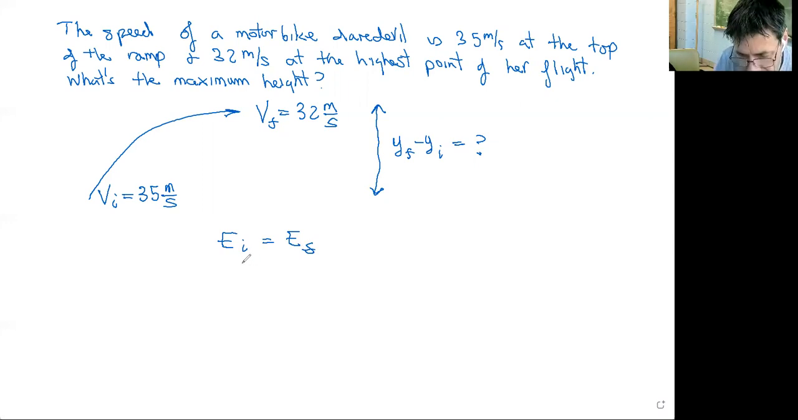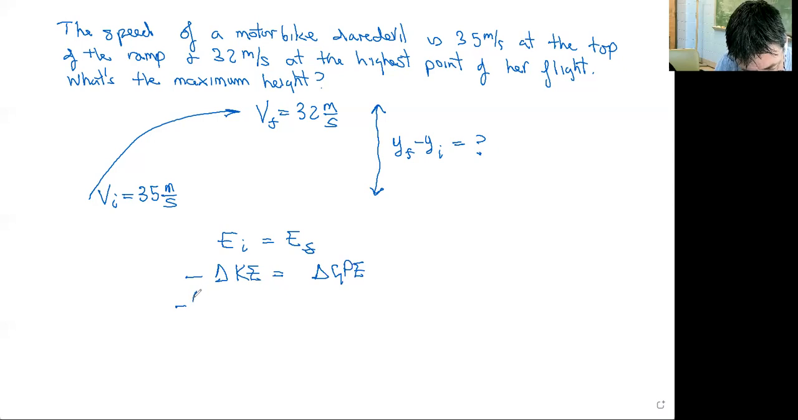I can write that down as the change in kinetic energy is equal in size, but opposite in sign to the change in potential energy. Whatever kinetic energy I lost is whatever potential energy I've gained. And then I can just fill in the change in kinetic energy and the change in potential energy in terms of the speed for the kinetic energy and in terms of the height for the potential energy.